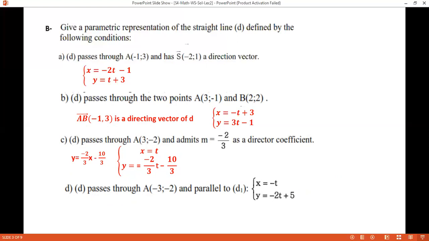Okay? Now in part D, D passes through the point A, and it's parallel to D1. If they are parallel, then they have the same directing vector, which is -1, -2, the coefficients of the parameter, and then we create the parametric equation as you see. Okay?